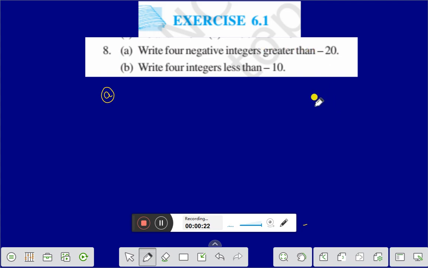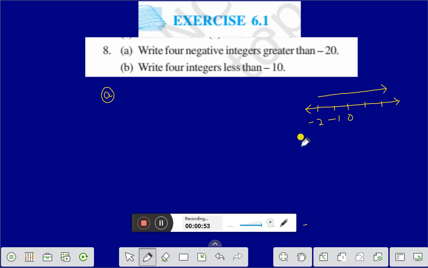Greater than minus 20. You know that in a number line like this, this is 0, this is 1, this is 2, and this is minus 1, and this is minus 2. Right? In the right direction, the number is increasing. Here we have to write 4 negative integers which are greater than minus 20.